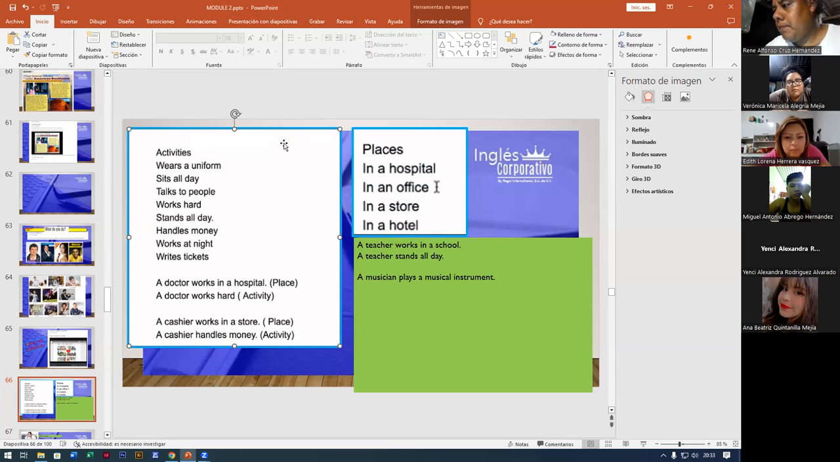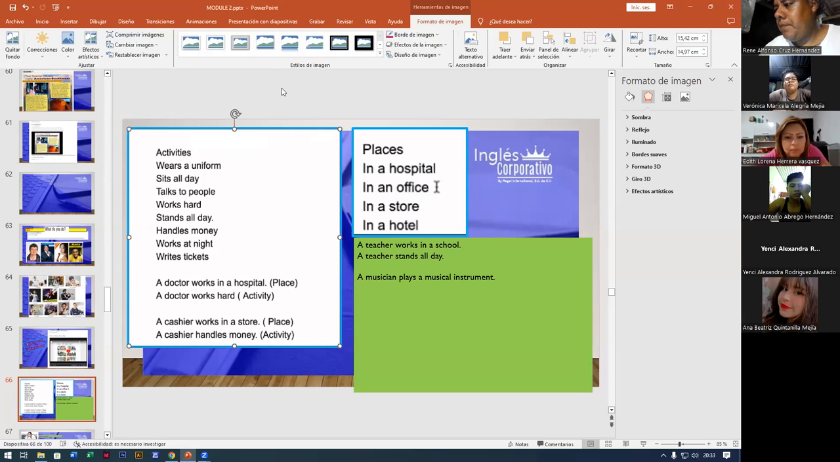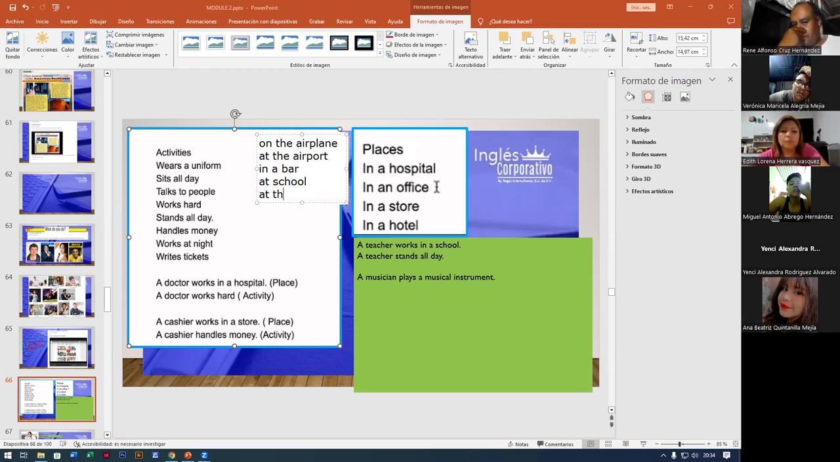Flight attendant. A restaurant. At the airplane, that's good. On the airplane, correct? So let's put on the airplane. At the airport. Where else? In a bar? Some people work in a bar if they are like a bartender, for example. In a bar. A school, university. Very good. At school. At the university. At the academy. A restaurant. At the restaurant. Very good. At the hotel. That's great. Excellent.